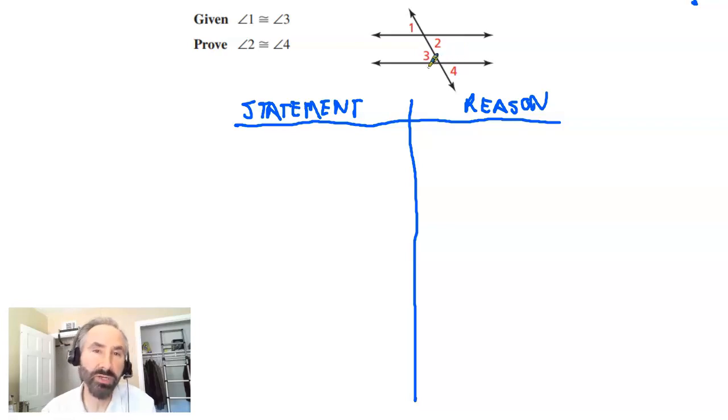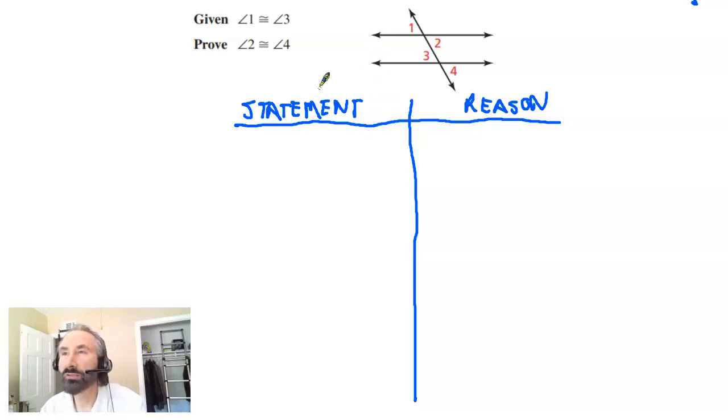Now, I'm going to take something off the table right away. This proof was in a section prior to us having corresponding angles. So you cannot use the statement that 2 is congruent to 4 because they're corresponding angles. You need to use more basic concepts like supplementary, complementary, those kind of things. Even vertical angles is allowed, and you've got to take what you're given, that 1 and 3 are congruent. And you also need to use maybe some of the properties of equality as well.